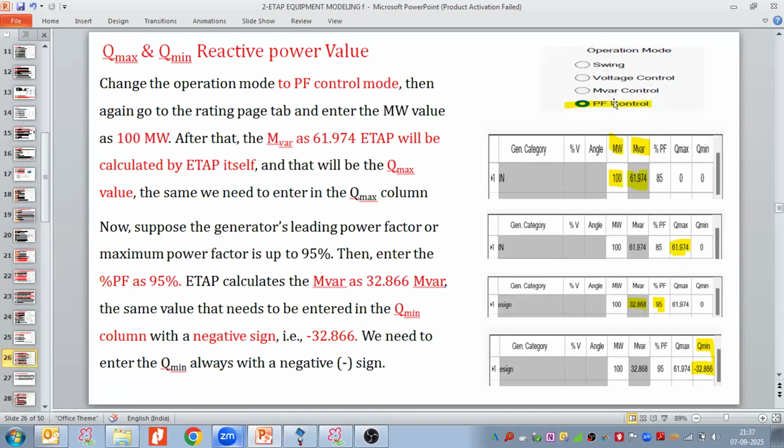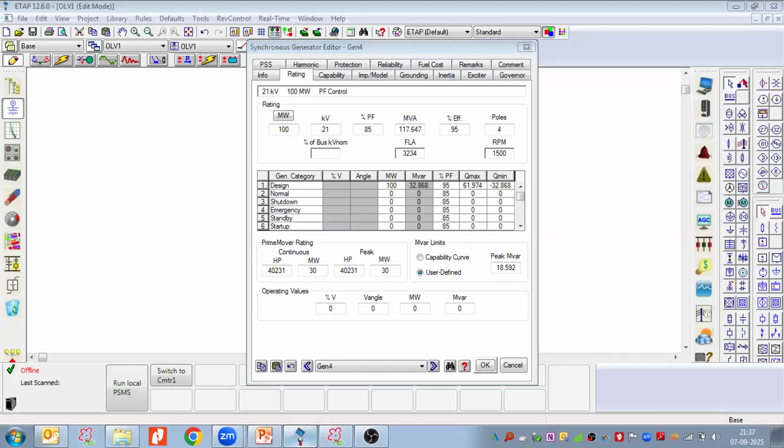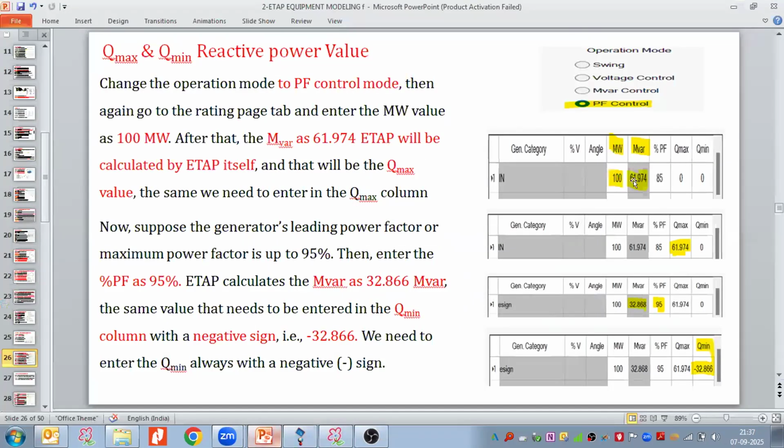Okay, so we consider this, then we put the value here, go to the info page, and change the operation mode to PF control mode. Then come back and put our value 100, and it will tell you the MVAR value, 61974. As you can see, it is coming here. So that would be my Qmax. I have to copy this data and paste it under the Qmax column. Then I put the maximum power factor, leading power factor, 95%. Again ETAP suggests the MVAR value. This value we take and put under the Q minimum column with a negative sign.